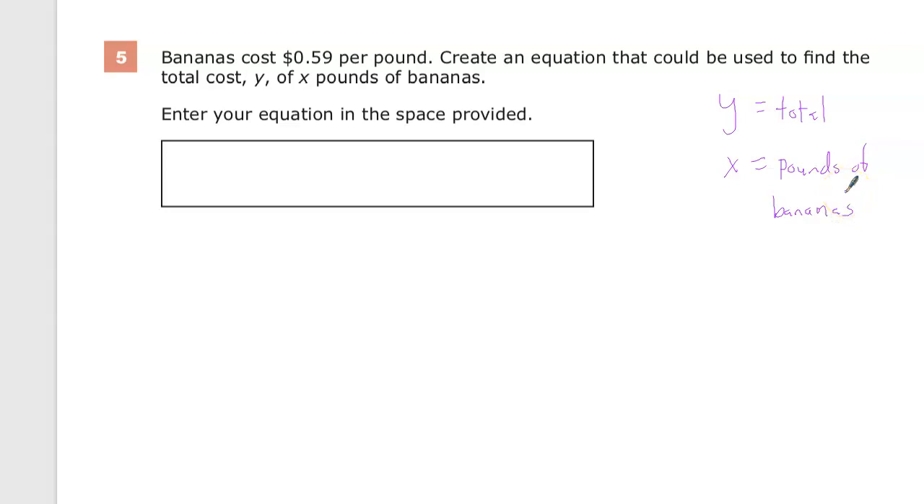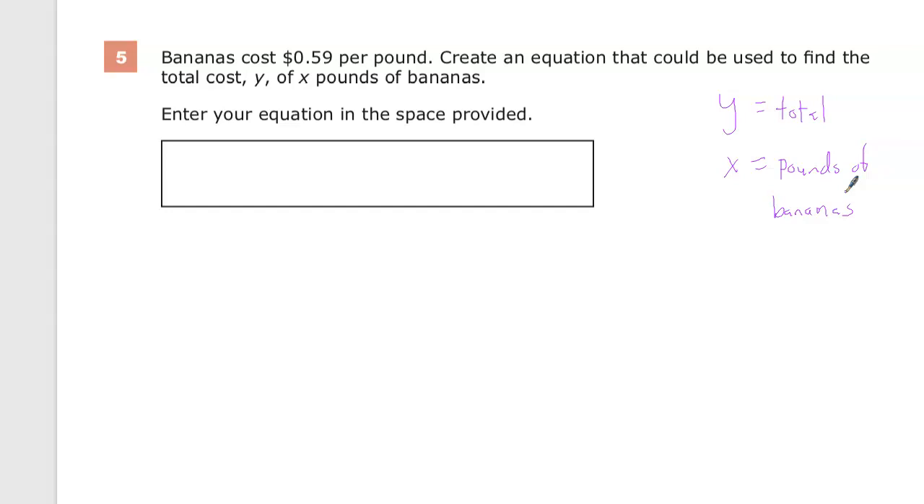It means that if I buy 1 pound of bananas, I'm going to pay 59 cents. If I buy 2 pounds of bananas, that would be 59 plus 59. And if I bought 3 pounds, that'd be 59 plus 59 plus 59. If I bought 6 pounds, that would be 59 plus 59 plus 59 plus 59 plus 59 plus 59. Man, that's super annoying. I just wish there was an operation that would allow us to do lots of addition in a simpler form. Oh, wait, there is. It's called multiplication.